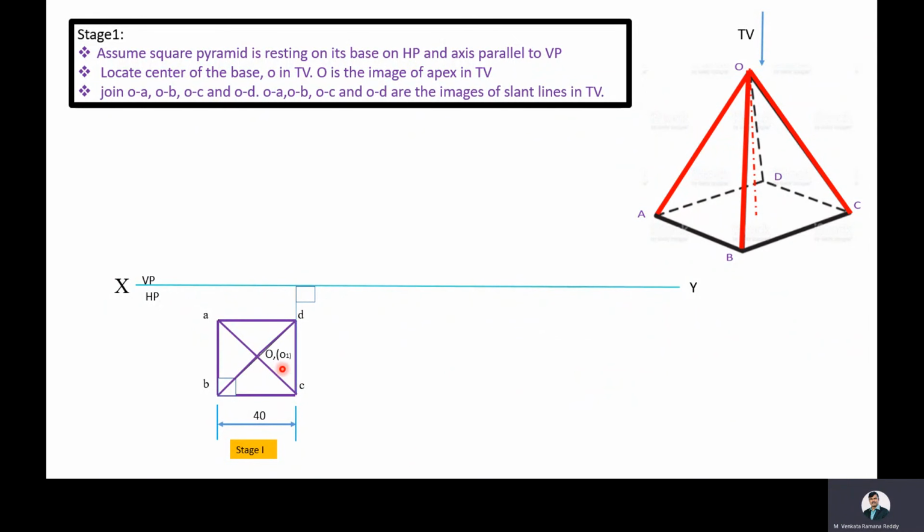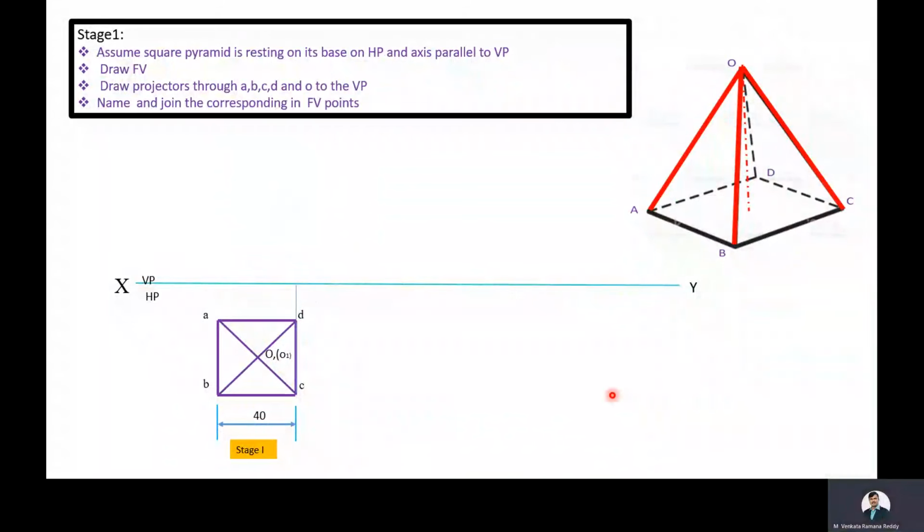Next step is drawing its corresponding front view. For drawing the front view in the simple position, draw projectors through the top view points, namely A, B, C, D and O towards the vertical plane. Then name the points in the front view, say A dash, B dash, C dash, D dash. This is O1 dash and this is O dash.